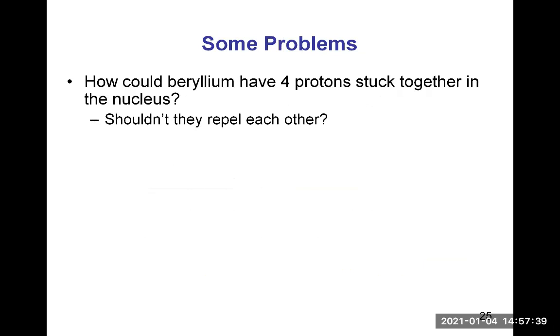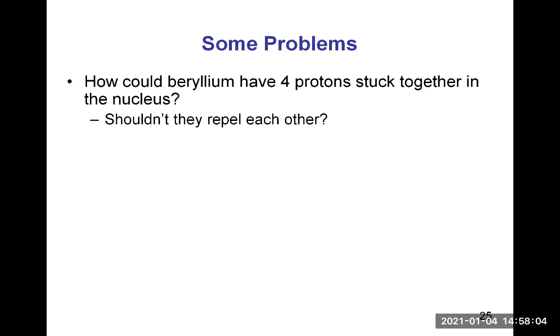But there were some problems with this new theory, the nuclear model. How could beryllium, which is atomic number 4, have 4 protons stuck together in the nucleus? Shouldn't they repel each other? Because we know that like charges repel each other, and so 4 positive charges stuck together in a nucleus is hard to believe.